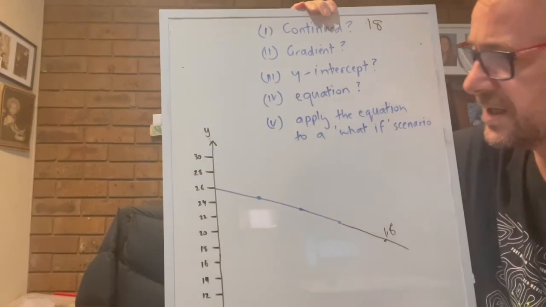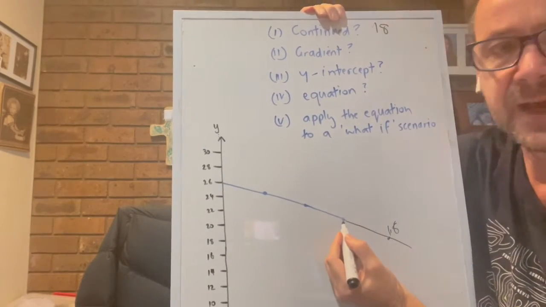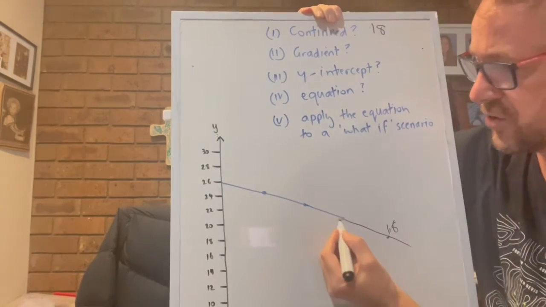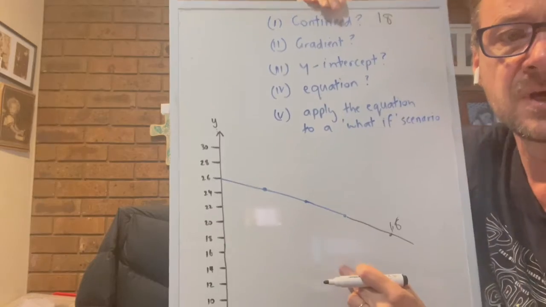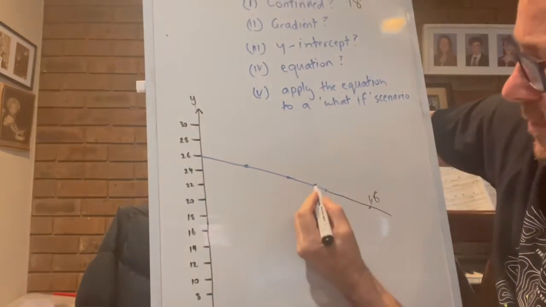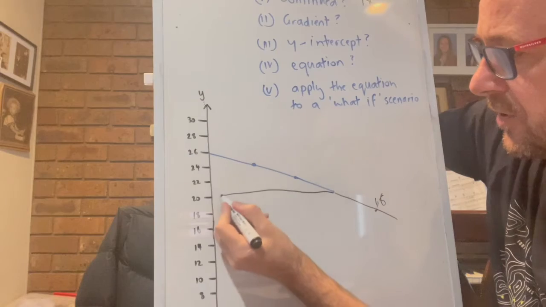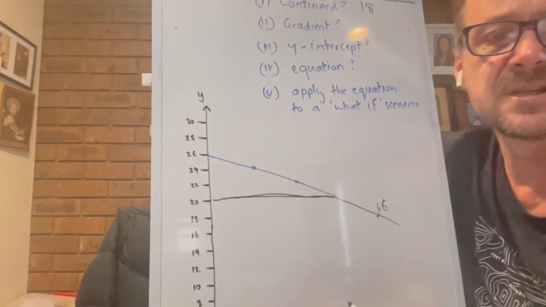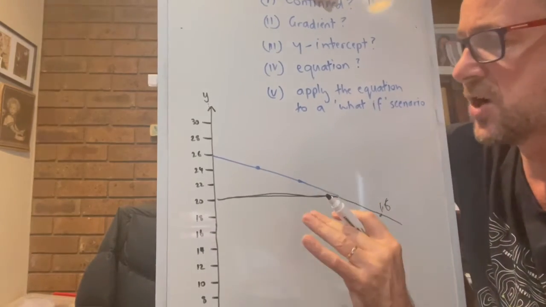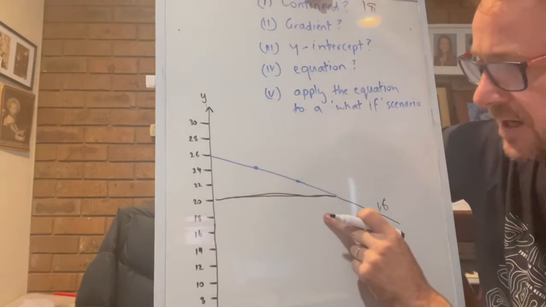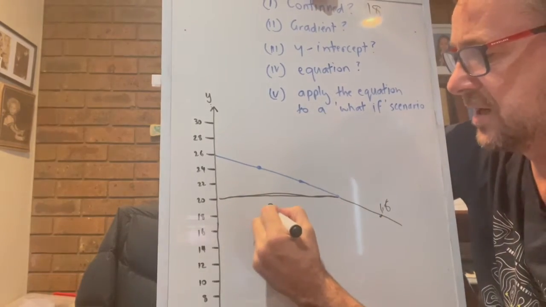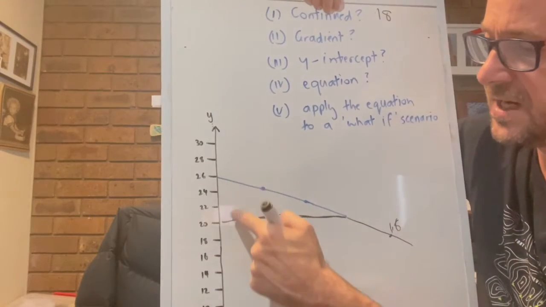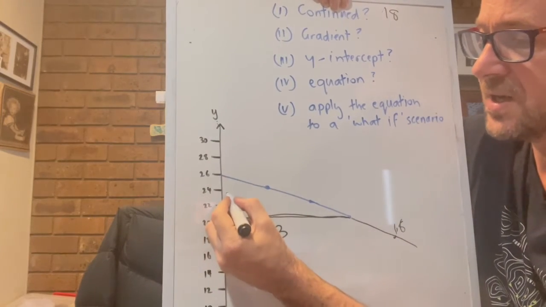The next one is the gradient, and this is where we're creating our triangle. Now for a graph like this, my suggestion would be to create a triangle that goes all the way across to the y-axis, as straight as we can, and that means that it's easier to read really accurately off this. So we can see here that the run goes for 3 on the bottom, 1, 2, 3, and up the side here it goes 20 up to 26. So the rise is 6.